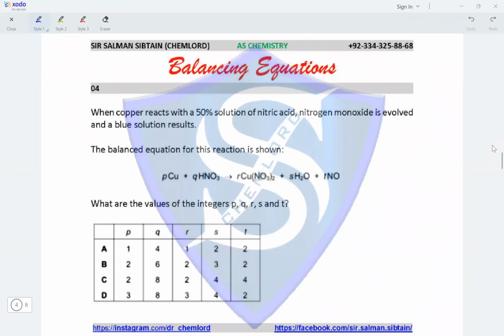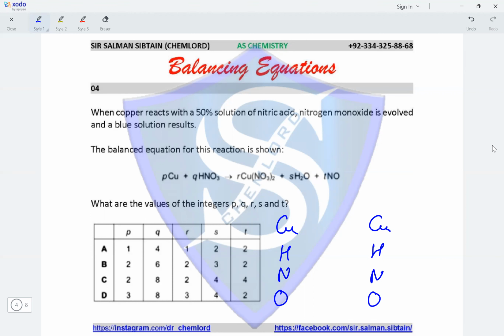Question 4. When copper reacts with a 50% solution of nitric acid, nitrogen monoxide is evolved and a blue solution results. The balanced equation for this reaction is shown. What are the values of the integers p, q, r, s, and t? So here we have to balance the number of atoms on each side of the equation. So we've got copper on both sides, we've got hydrogen on both sides, we've got nitrogen on both sides, and we've got oxygen on both sides.